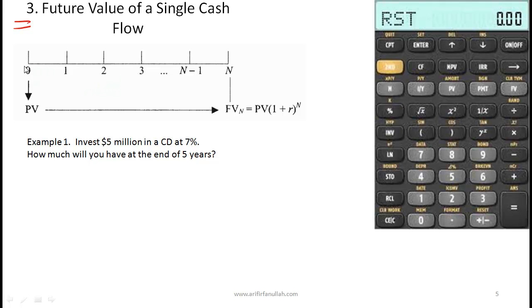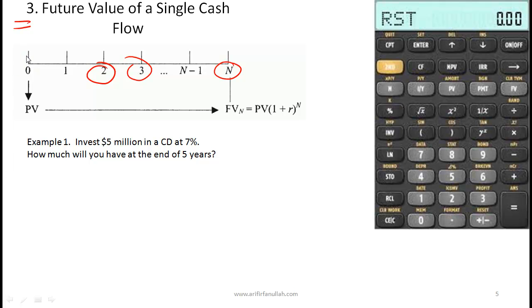A quick convention about a timeline: whenever you see a 0 or a 1 or a 2, what does this 2 mean? This means the end of period 2. So it's not the beginning of a period. This is the end of period 2. This is the end of period 3. This is the end of period n. What does 0 mean? The end of period 0, which is now. So be very clear about that.